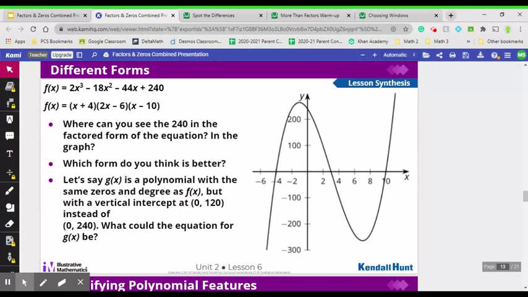Some important things to note on this page here. We have a factored form of this cubic polynomial, this degree 3 polynomial. First question, where can you see the 240 in the factored form of the equation and in the graph? From standard form, we know that the last number right here is always the y-intercept, because x and x and x would be 0, leaving us 240.